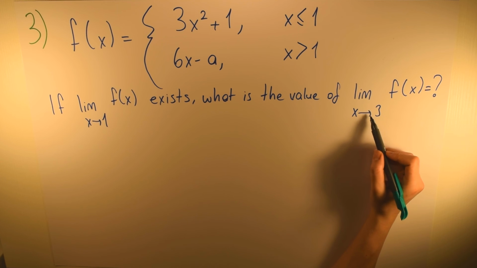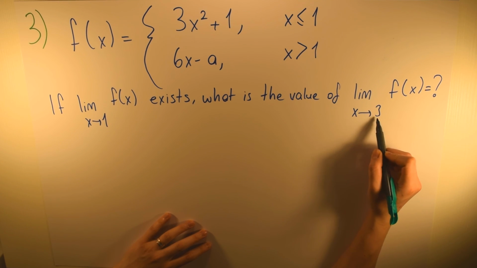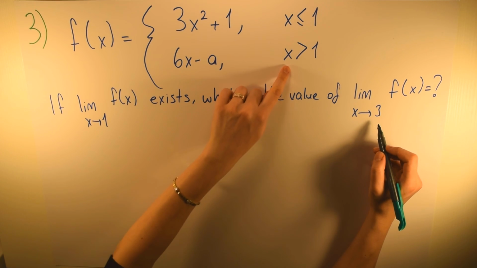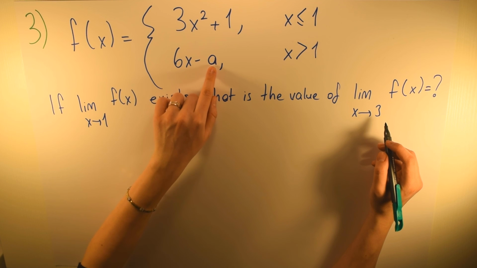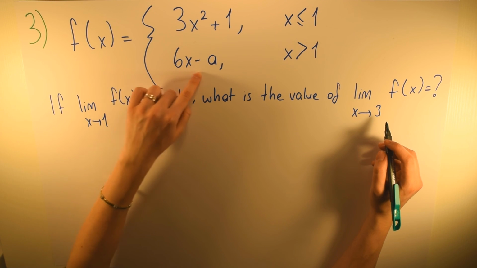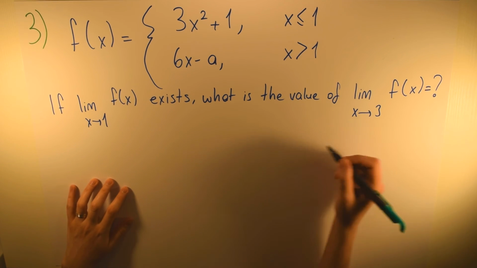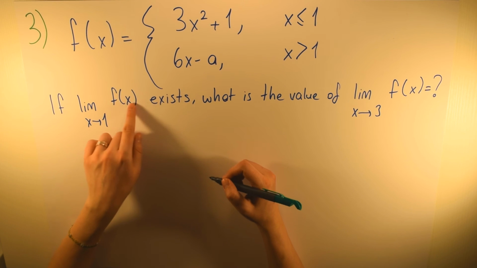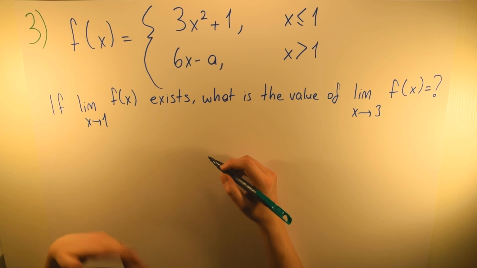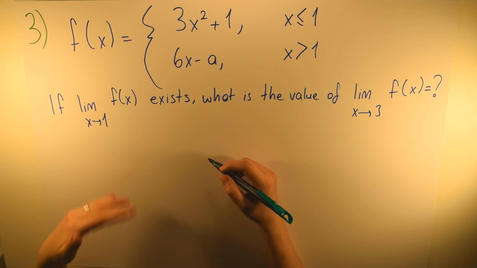So to find this limit, let's see, as x approaches 3, right? So which one do we need? We need this function, right? 6x minus a. So in order to find its value, we need to find the value of a. So how can we find this? We know that limit as x approaches 1 of f of x exists, which means its left hand and right hand limits are equal to each other.